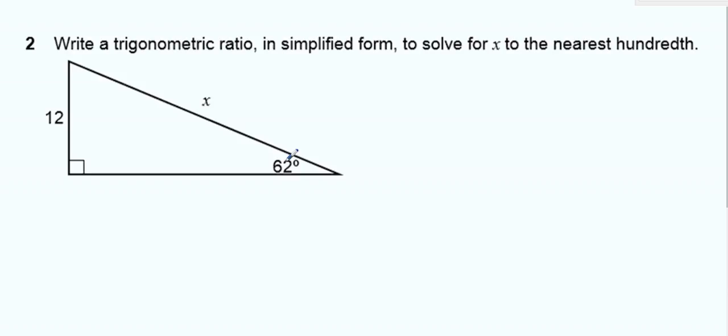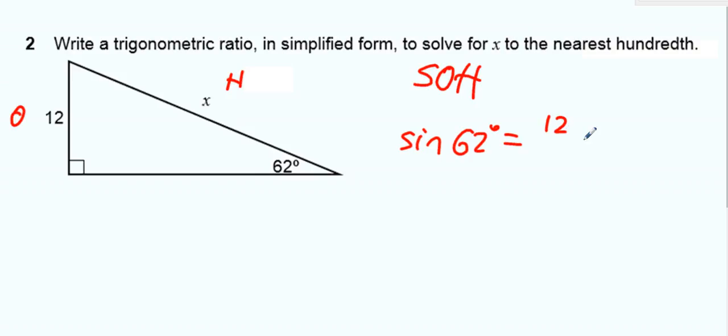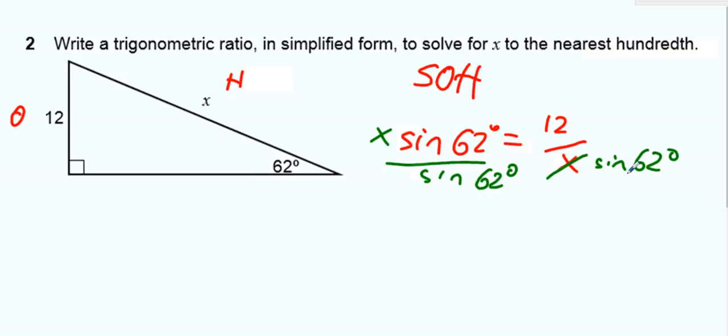Do the same thing here, except this time we know the degree is 62. Identify the sides. We have opposite and hypotenuse. So sine 62 equals the opposite, 12, over the hypotenuse, x. So there's our ratio, but to solve it, we need to multiply by x, and then we'll divide by sine. So x equals 12 over sine 62.